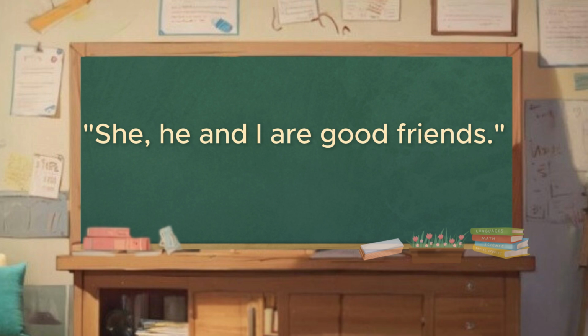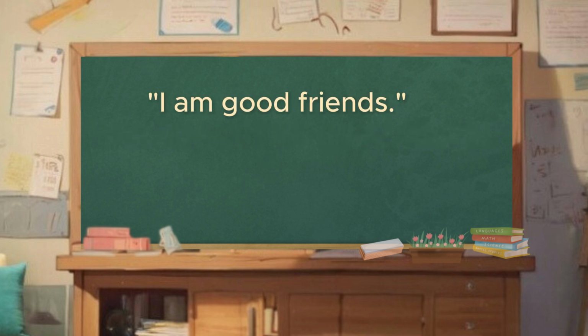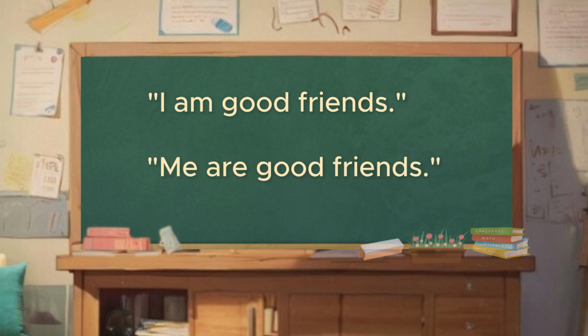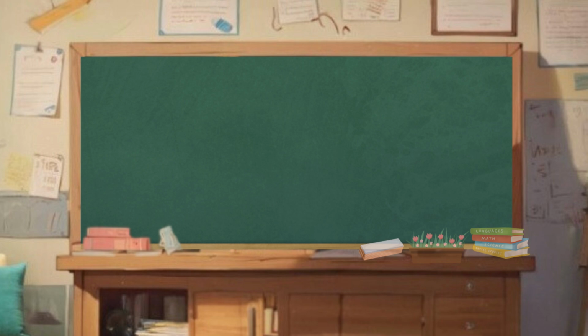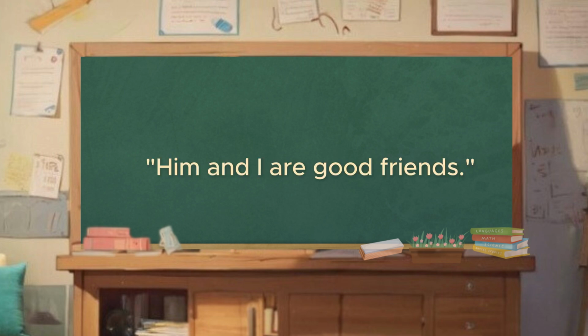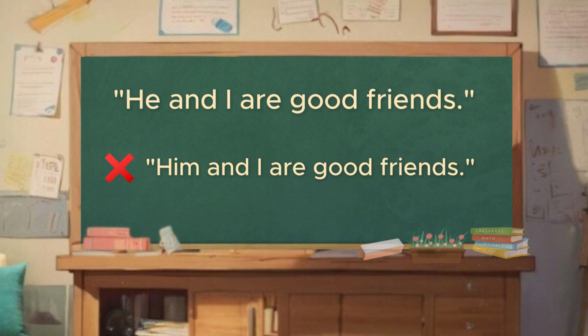To check if you're right, take the other person out of the sentence. You'd say, I am good friends, but should not say, me are good friends, which sounds wrong, right? The same rule applies when people say him and I, which is incorrect. Him is an object pronoun and doesn't belong with subjects. You should say he and I.